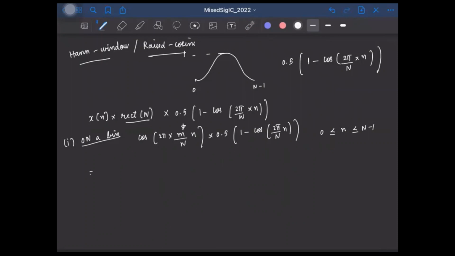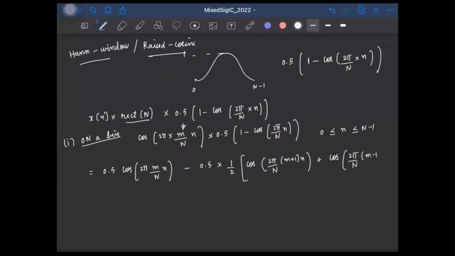Okay, so what happens when we simplify? We have 0.5 times cos 2 pi m by N times n, which is the input, minus 0.5 times the product of these two cosines, right? So if we expand the product of the cosines, we get half times cos of the sum frequency, that is the sum of these two frequencies, which is 2 pi by N times m plus 1 times n, plus we get the difference frequency also, 2 pi by N times m minus 1 times n.